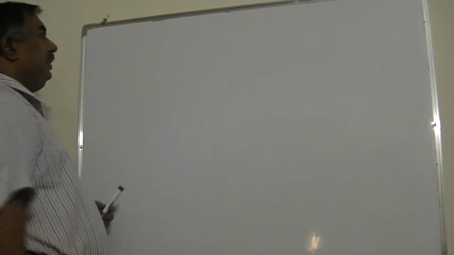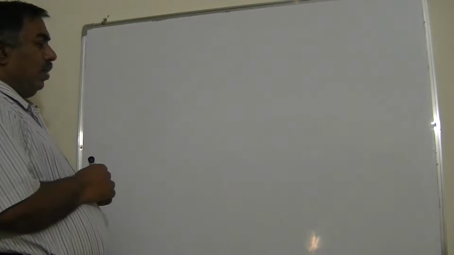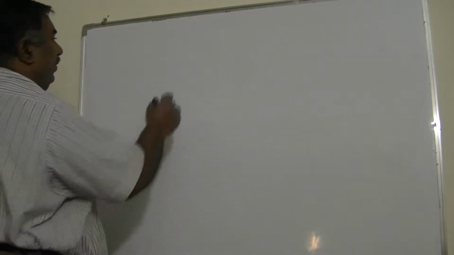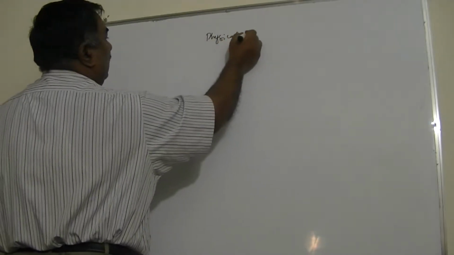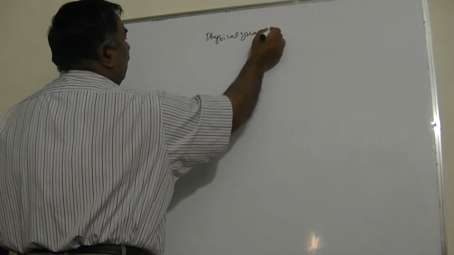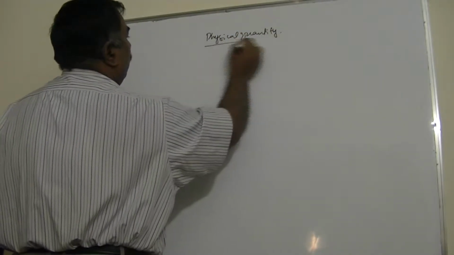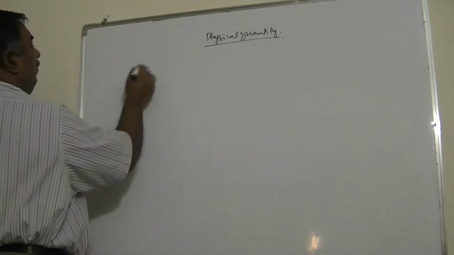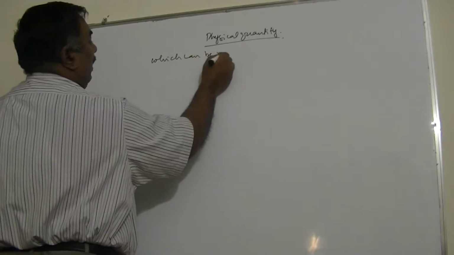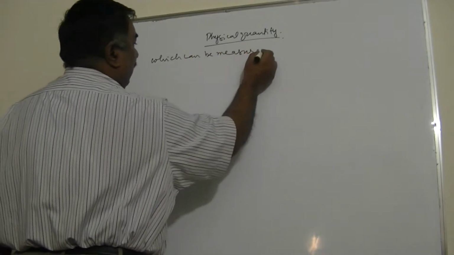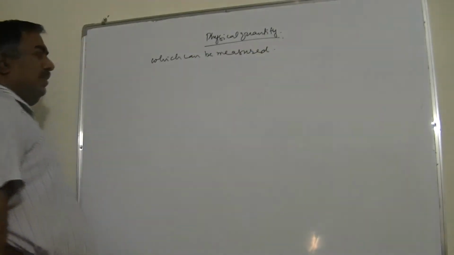We are discussing today the physical quantities and its types. First, what is a physical quantity? Physical quantities are those quantities which can be measured. Whatever can be measured, or whose reading you can take, that comes under physical quantity.